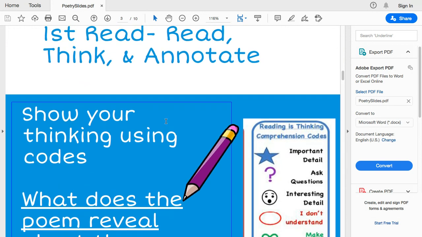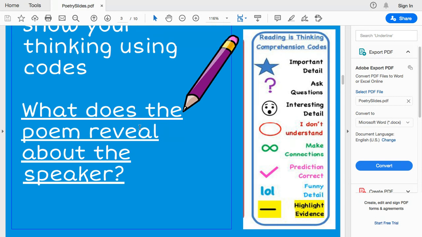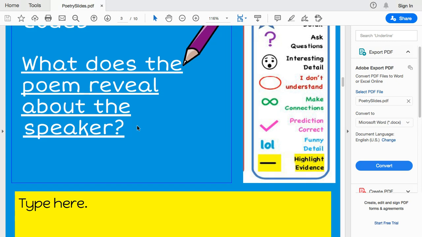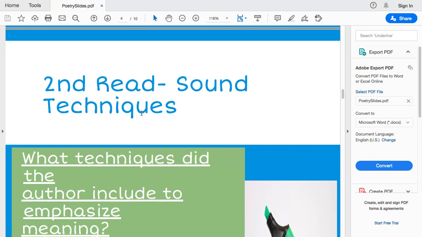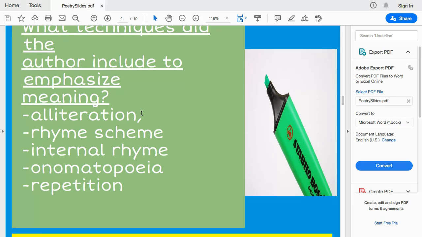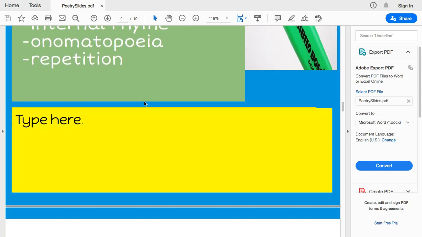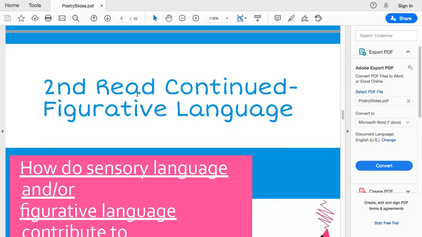So first read. You will read, think, and annotate, and you will use your annotation symbols as you read it. What does the poem reveal about the speaker? You would type that in here. Second read, you read it again and look for sound techniques. What did the author use to emphasize meaning? Did he use alliteration, a certain rhyming pattern or scheme, onomatopoeia, repetition? Write that in here if you notice that he used any of those types of devices.